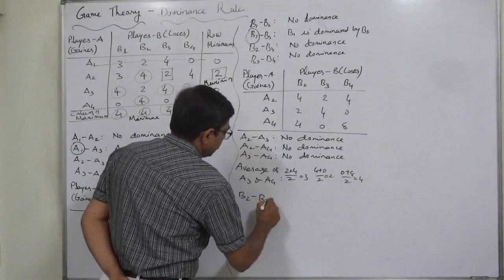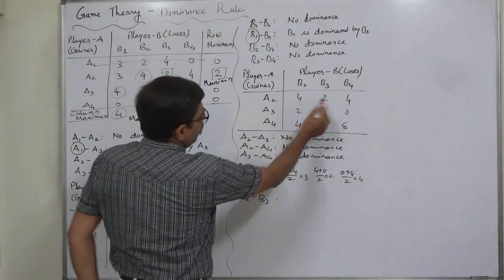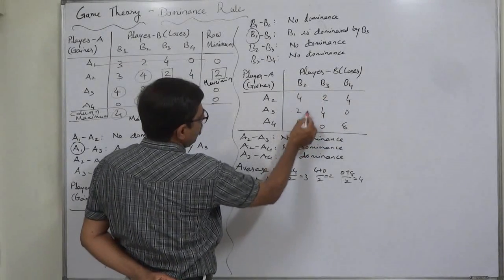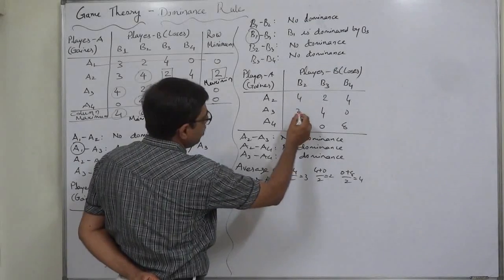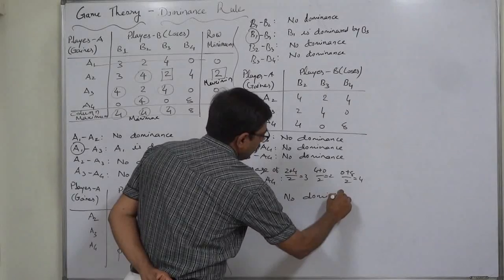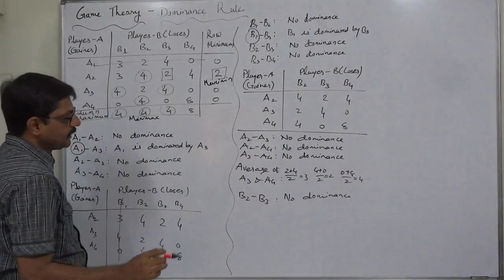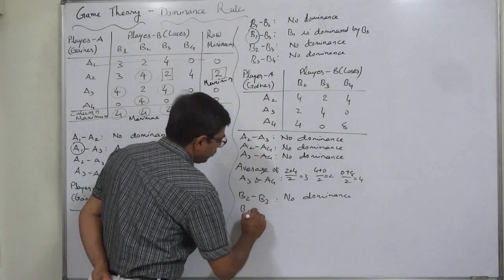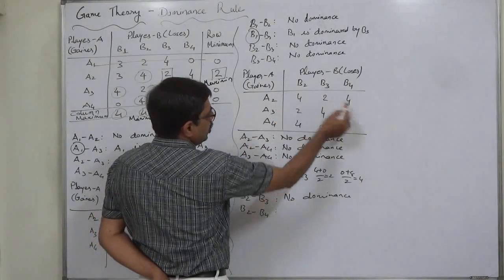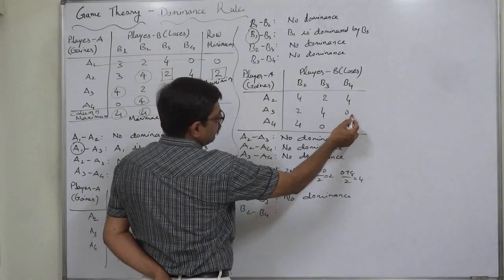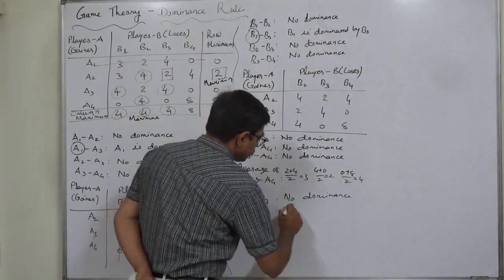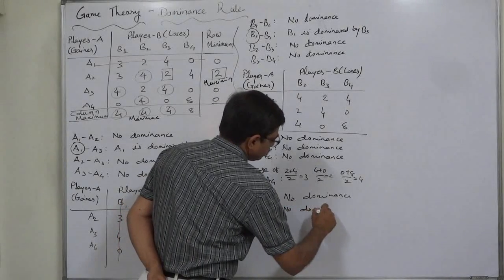B2 and B3. Lower loss is in case of B3, so B3 dominates. But in this case, lower loss is in case of B2, so now B2 dominates. So no continuous dominance of any one strategy. Let's compare B2 and B4. Same loss, lower loss in case of B4, lower loss in case of B2, so no continuous dominance.